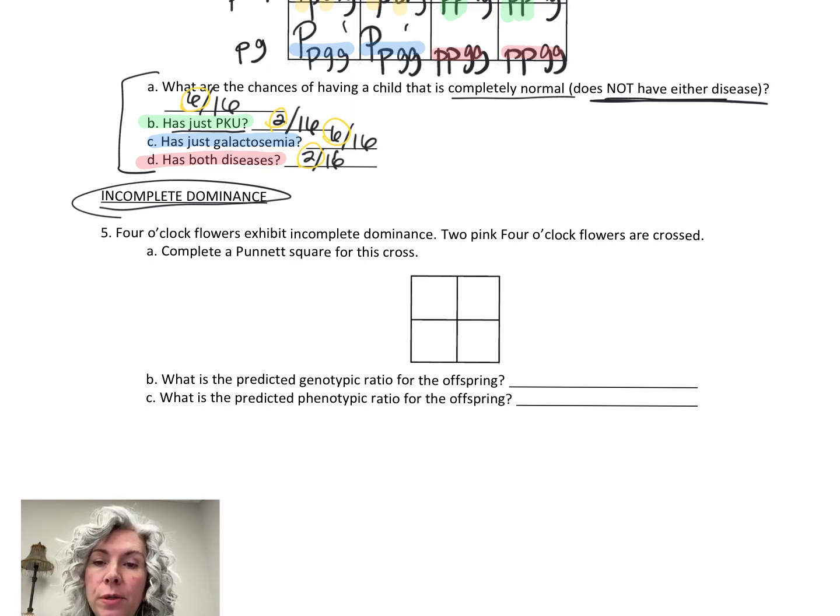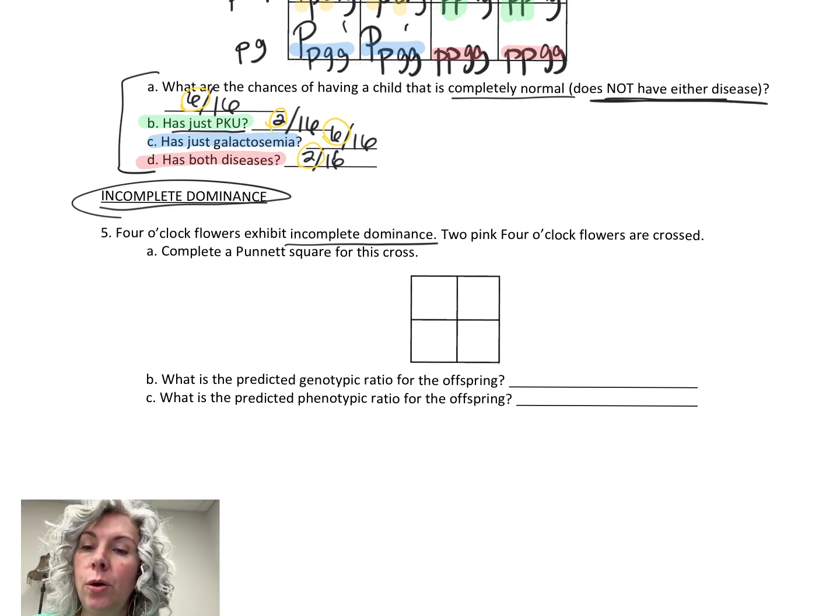Okay, let's look at number 5. 4 o'clock flowers exhibit incomplete dominance. 2 pink 4 o'clock flowers are crossed. Complete a Punnett square for this cross. So let's make a key first, okay?